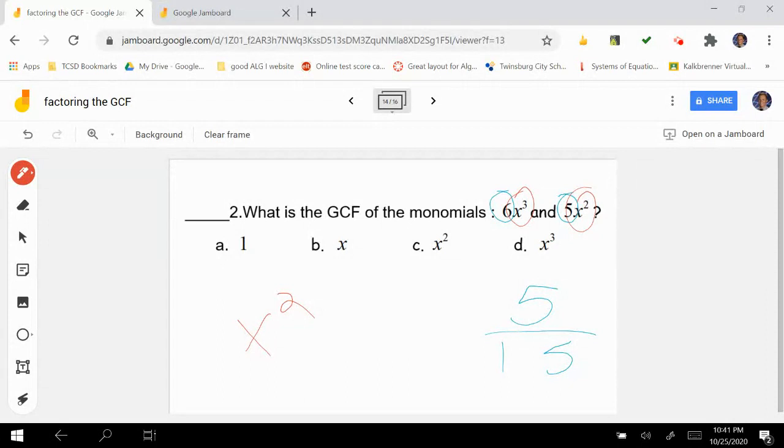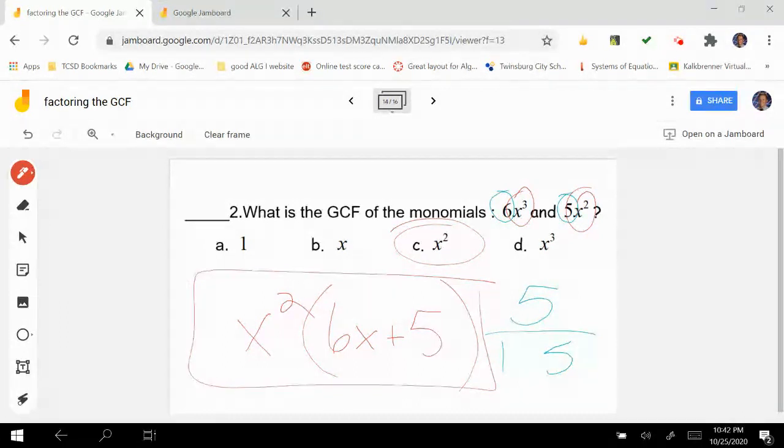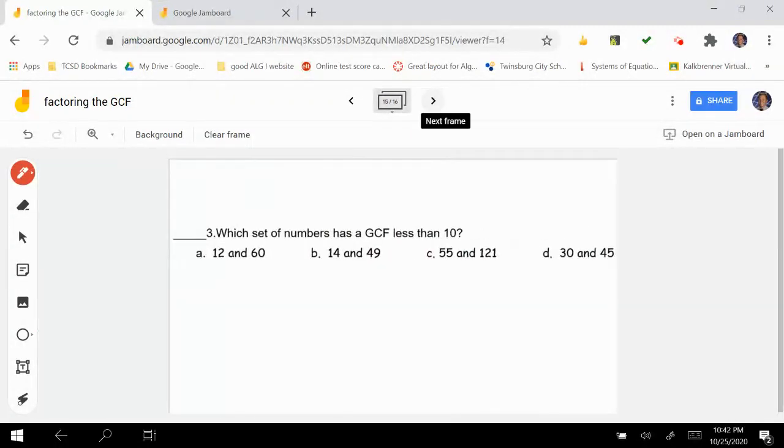So that's A, B, C, or D. And it looks like it's C. All right. If we were asked to factor the rest of it out, it would just say what? 6x plus 5? If we had that as an option to factor completely out, which we don't. They're just asking us for the GCF, the greatest common factor, which is what you are pulling to the front and simplifying. Now here's a question.